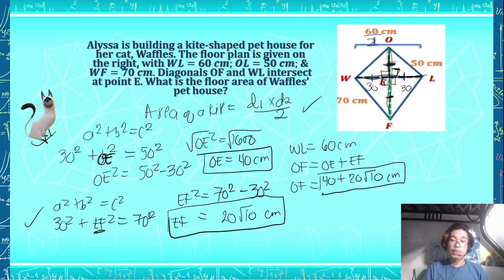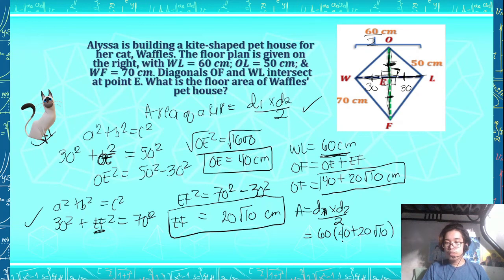So now we can solve for the area of this kite for Waffles. A is equal to D sub 1 times D sub 2 all over 2. This is the first diagonal's length, which is 60, times the second diagonal's length, which is 40 plus 20 square root of 10, divided by 2. If we divide, this just gives us 30 times 40 plus 20 square root of 10.